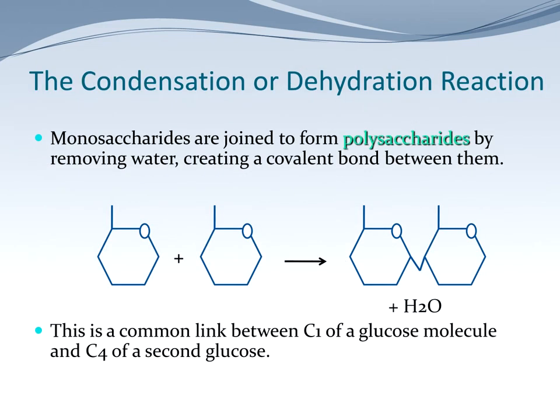To form a polysaccharide, multiple monosaccharides are joined together and linked by covalent bonds. The chemical reaction that is done to form any covalent bond is called a condensation or dehydration reaction, so named because a water molecule is removed in the process of forming the bond. For example, to link 2 glucose molecules together, the first carbon of a glucose is linked to the 4th carbon of the second glucose by a condensation or dehydration reaction.